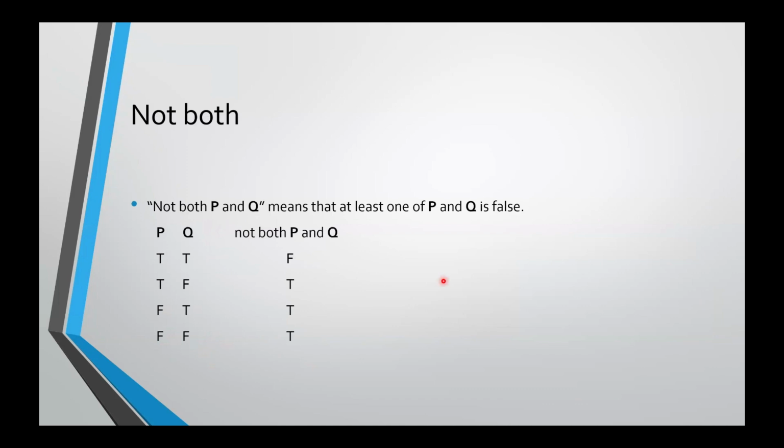The next one we'll look at is not both. Not both P and Q means that at least one of P and Q is false. So if they're both true, it's going to be false. And in any of these other three possibilities, it's true.